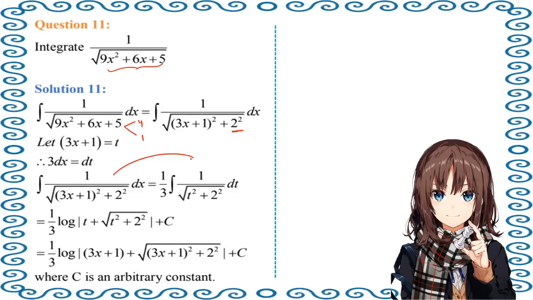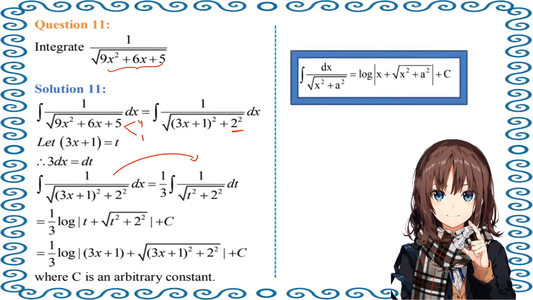So the given function will become like this: 1 by 3 constant, because the value of dx is dt by 3. So dt by 3, and here 1 upon 3x plus 1 is t square plus 2 square, right? Now which identity is this? This is x square plus a square. Log x means t plus under root t square plus 2 square, and then again the value of t was 3x plus 1, that's what we assumed. So this is the answer.